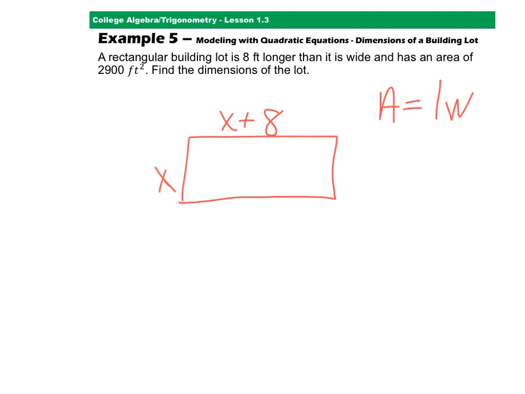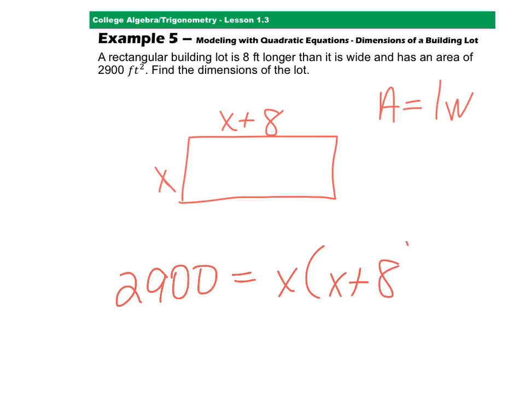No, we don't need a hypotenuse. You get 2,900. What do I do with that? You're right. I'm going to say 2,900. What is that? That's the area, right? What is the length and what is the width? X and 8. X plus 8, right?